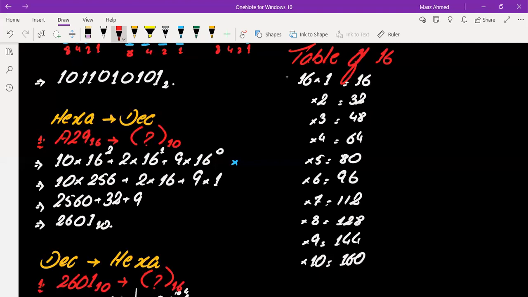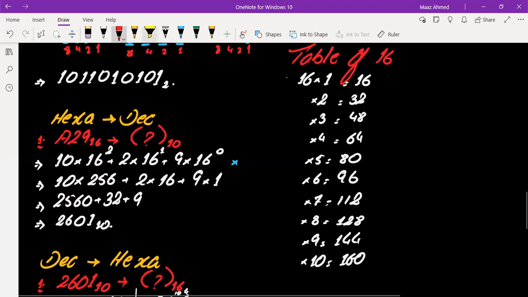When you're multiplying, now you need to put up the powers. 16 power 0, then 16 power 1, and then 16 power 2. So 16 power 0 is 1, so 9 is going to be multiplied by 1. 16 power 1 is 16, so 2 is going to be multiplied by 16. And 16 power 2 is 256, so 10 is going to be multiplied by 256.